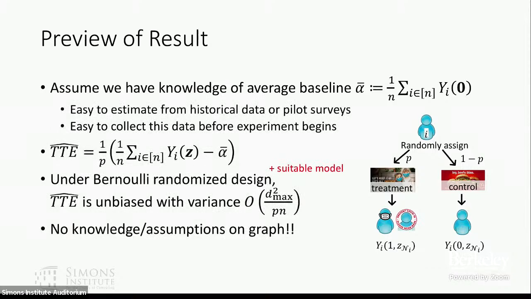And a comment on the first bullet point. That may be something you don't want to assume. I'm going to mention at the very end that we can relax that. But for now, let's just say, when could this be reasonable? We could have estimates of the average baseline from historical data or pilot surveys, and this is fairly easy to collect before the experiment begins because it doesn't require any experimentation. We're only measuring something passively about the control before, but it does imply that the outcomes before you run the experiment and during are the same. So it doesn't allow for time fixed effects.